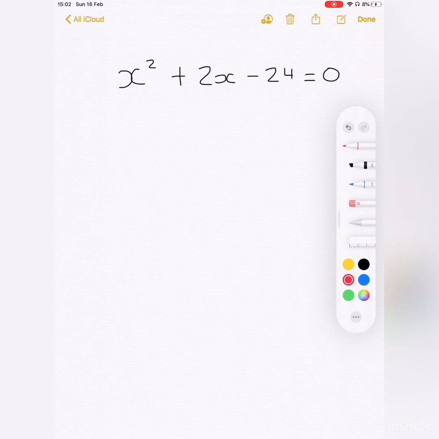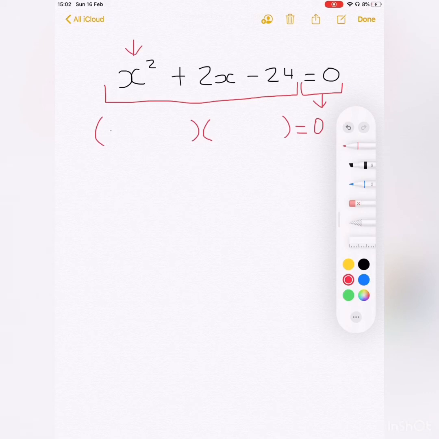So just like with the other one, the first step is going to be to factorise that expression. So again, it's going to go into two brackets, and that's going to equal 0. So we just keep that equals 0 the same. Now at the front of both brackets is going to be x and x. And now we need to find the other two numbers.